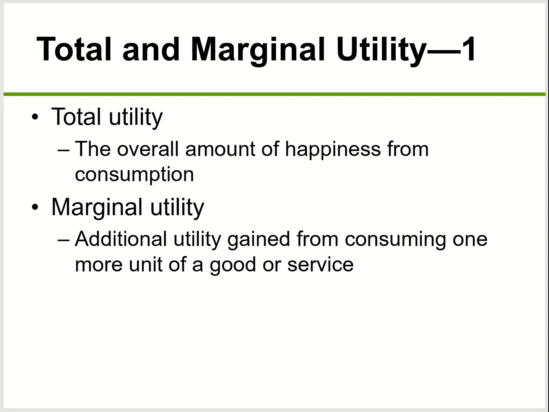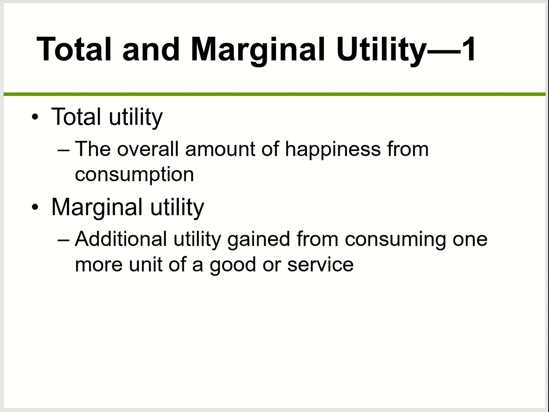Also know the difference between total utility and marginal utility. This is a very similar concept to what you learned before, similar to total cost, marginal cost, total revenue, and marginal revenue. Total utility is the total happiness from all the consumption. Marginal utility is the additional happiness from each additional consumption.